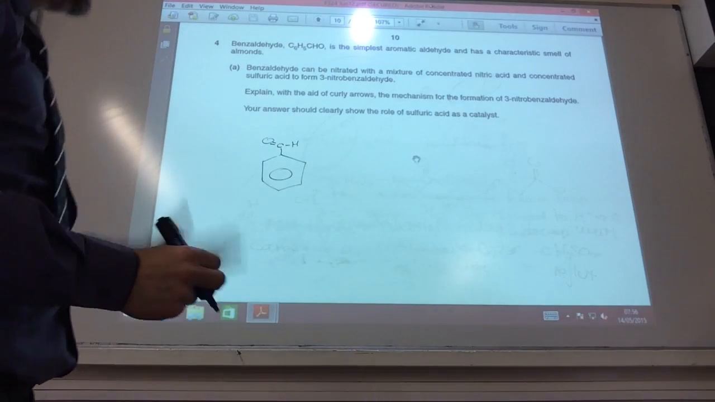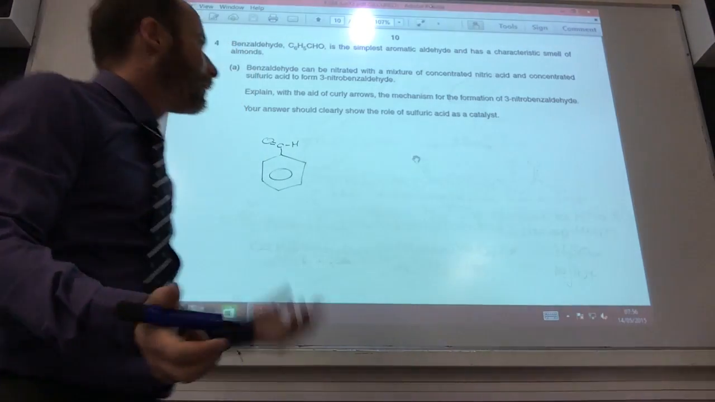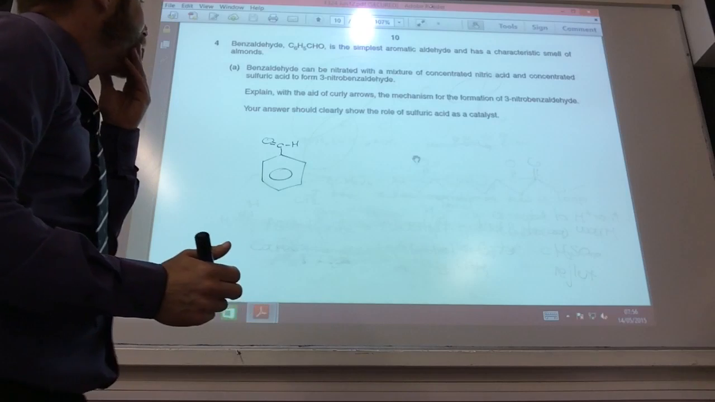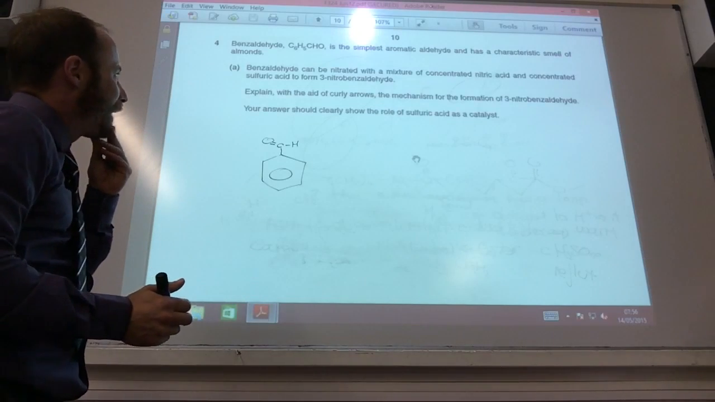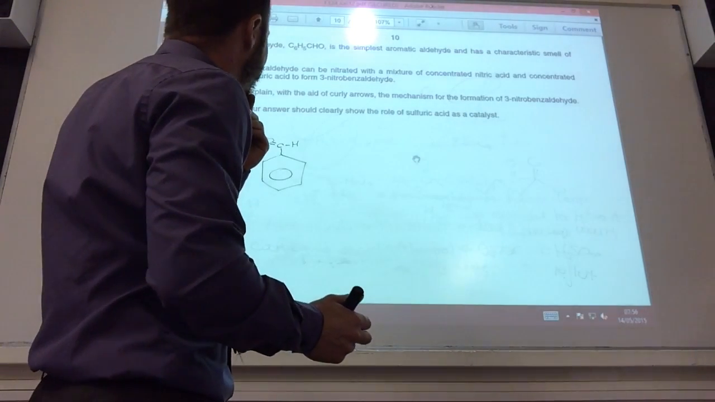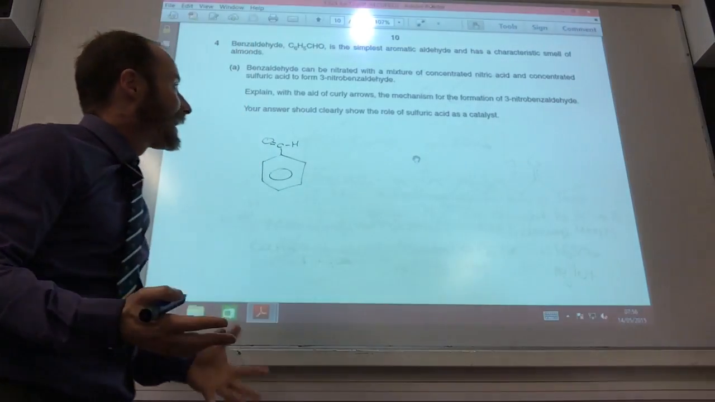Okay, so here we go. We've got a nice, lovely mechanism, nitration, effectively of benzene. So, I explained the curly arrows, how the mechanism works, and also how sulfuric acid acts as a catalyst.